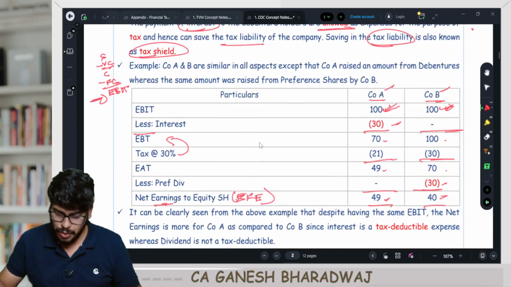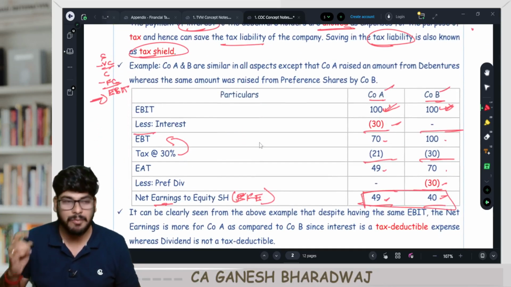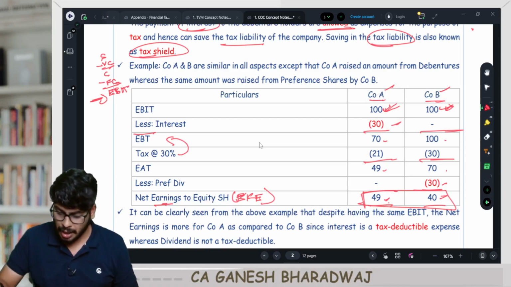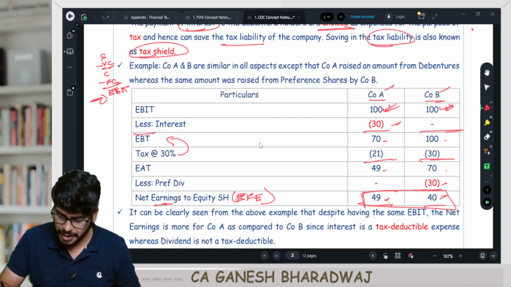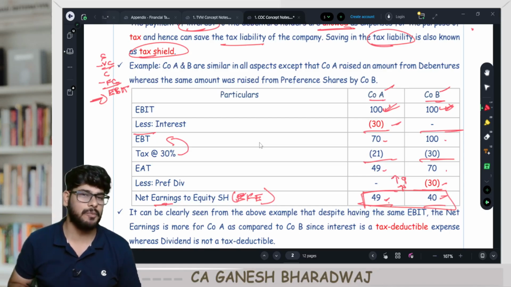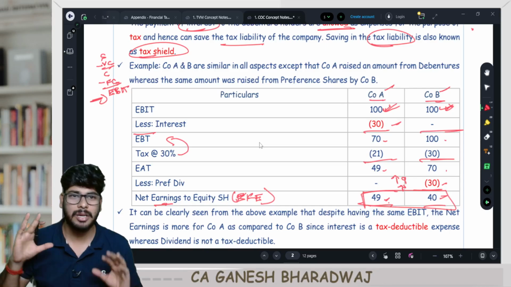Sir, how is company A earning more profit than company B? Company A is earning 49 rupees. Company B is earning only 40 rupees. Incrementally, company A has earned how much? 9 rupees more, or 9 crores more. Clear with this?